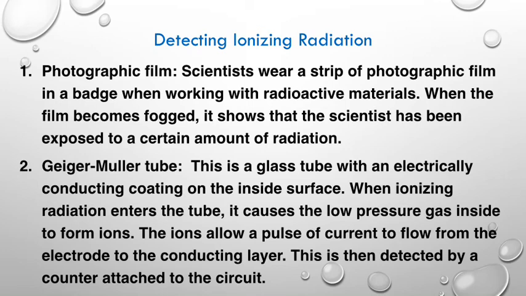But a very popular instrument used in industry is the Geiger-Müller tube. This is a glass tube with an electrically conducting coating on the inside surface. So when radiation enters the tube, it causes low pressure gas inside to form ions. These ions will then cause a pulse of current to flow from the electrodes to the conducting layer. This can then be detected by a counter that is attached to the circuit. So this counter now counts the amount of radiation a person has been exposed to. These are not the only instruments used to detect ionizing radiation. You can find out more by yourself.